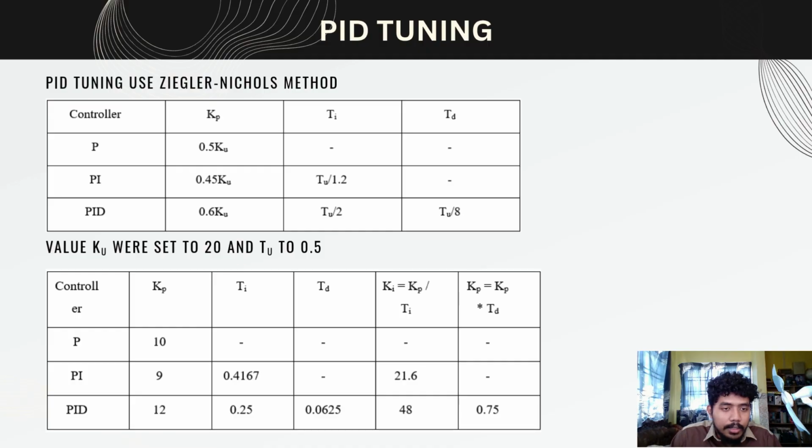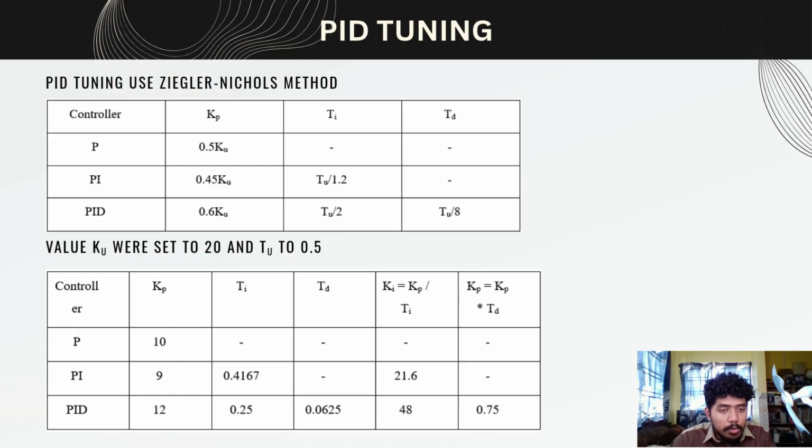To find the real value for each of Kp, Ti, and Td, we substitute Ku to 20 and Tu to 0.5, and then we have new tables. The P controller has Kp of 10. PI has Kp value of 9 and Ti 0.4167, and since we have the value for Ti, we can find the value for Ki of the PI controller, which is Ki equal to Kp over Ti. So we have 21.6.